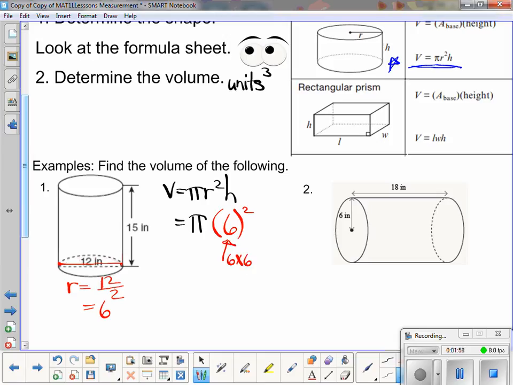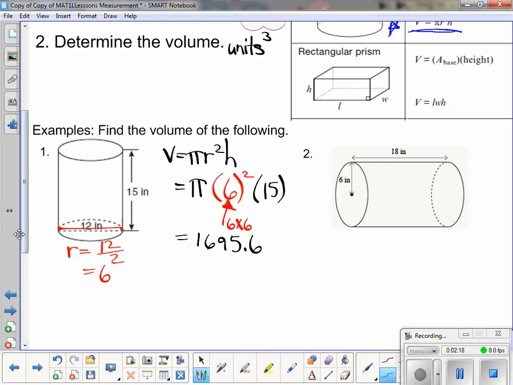Now if you're using a calculator, it will have a squared button on it if you know how to use it. You can always ask your teacher if you don't and want to use it. And then my height I can see is 15. So now it's a matter of taking out my calculator and doing the calculation. And when I do that calculation, I end up with 1,695.6, and it's inches, and it's cubed.